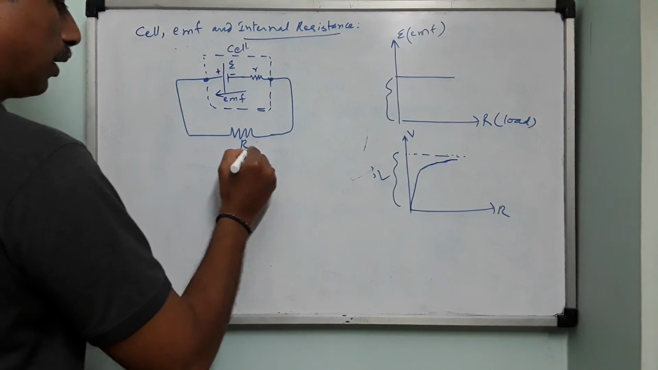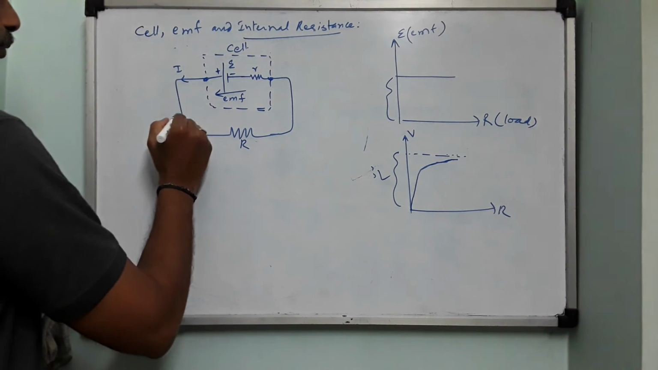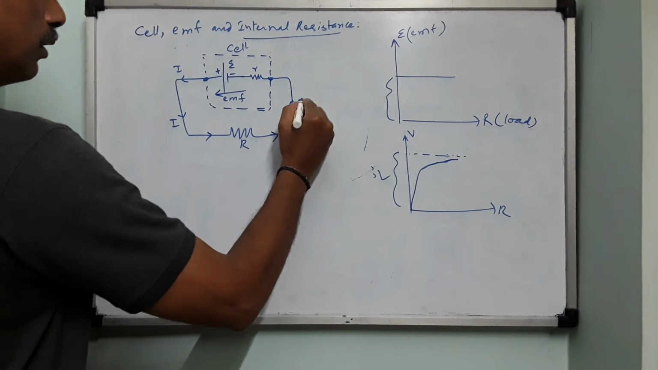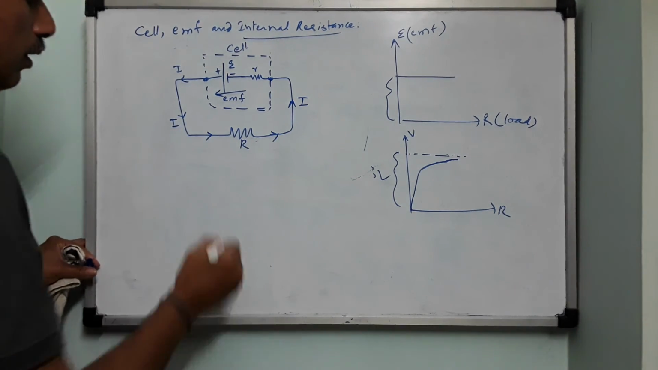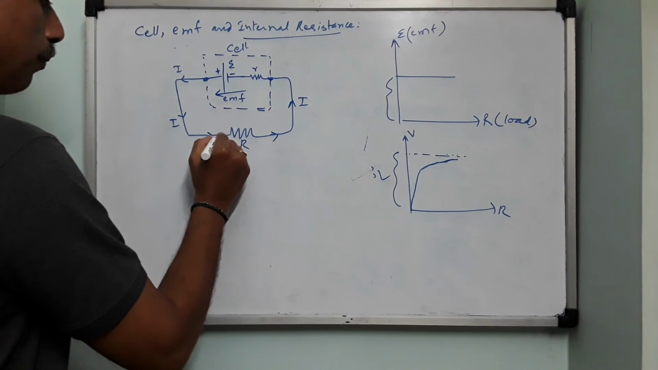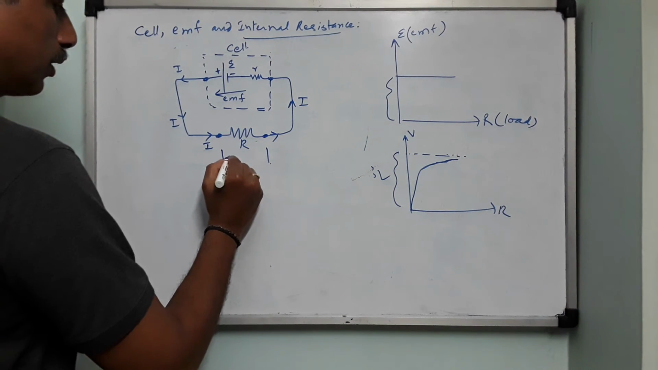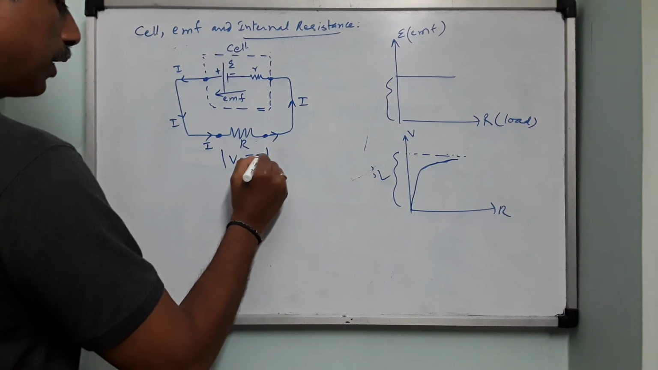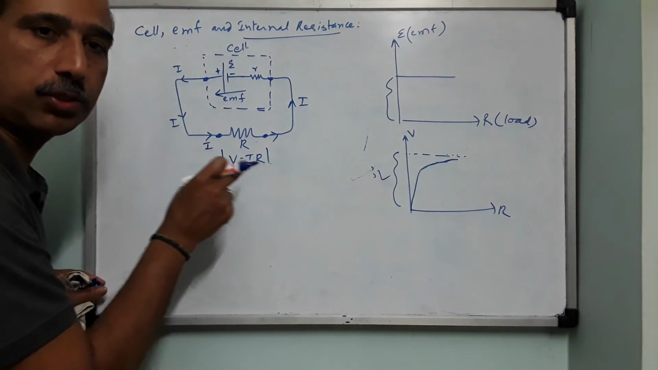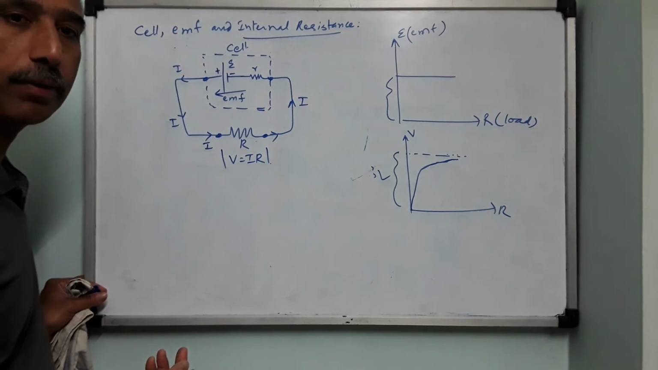This is known as what? Capital R. So now this will draw a current I from the cell. So this is I. It will go like this. Fine. Now, as current I is flowing here, there is a potential drop across this resistor, which is known as what? V equals I into R. So how much potential is dropped across this resistor is nothing but Ohm's law, V equals IR.